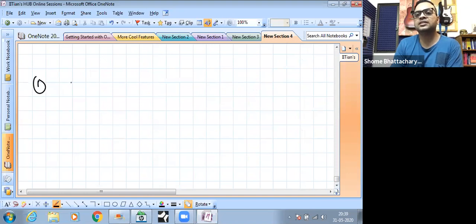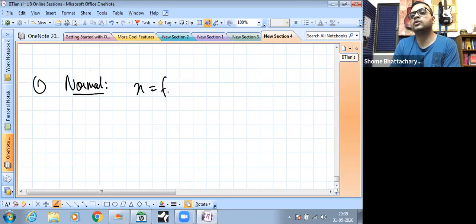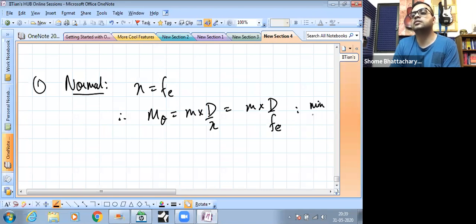So for near field, for normal, so in normal adjustment, what was happening? x is equal to the focal length of the eyepiece. Okay, so the angular magnification, which is m into d by x, becomes m into d by the focal length of the eyepiece. So this is the minimum value of angular magnification.